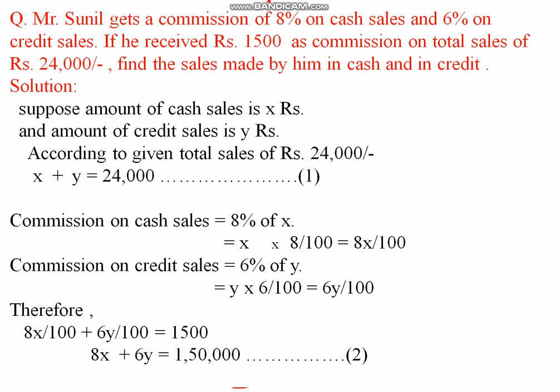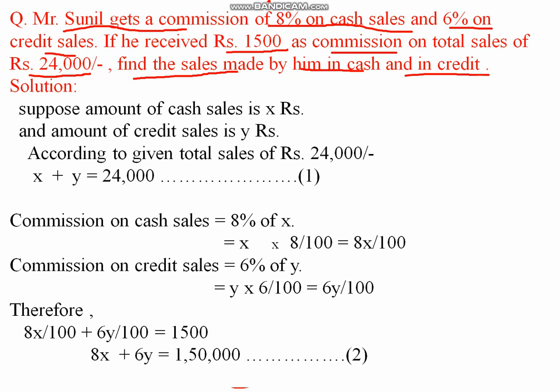See the example. Mr. Sunil gets a commission of 8% on cash sale and 6% on credit sale. If he received rupees 1500 as commission on a total sale of rupees 24,000, the question is: find the sales made by him in cash and in credit.